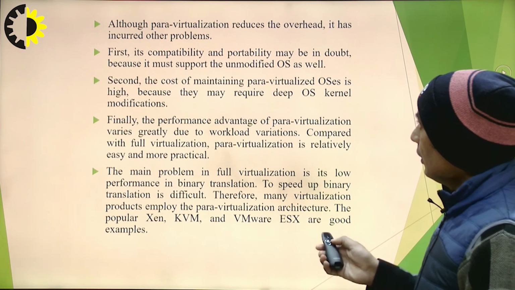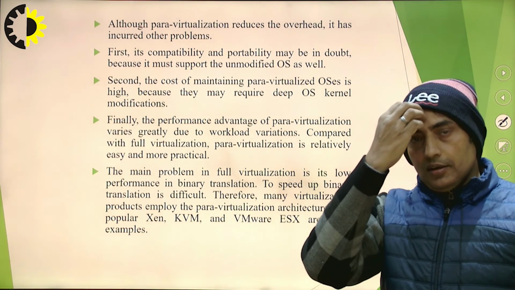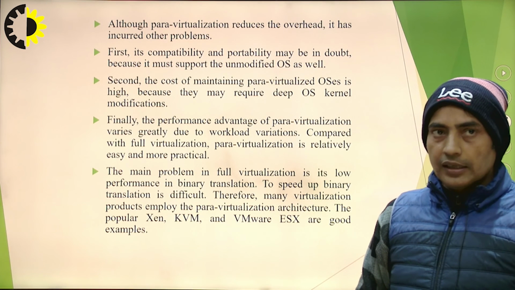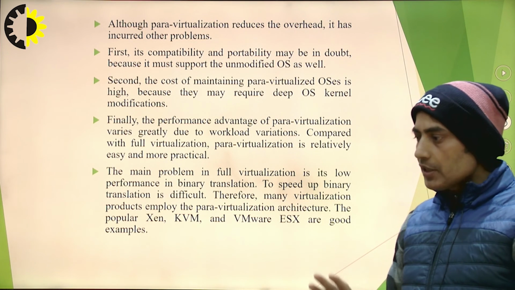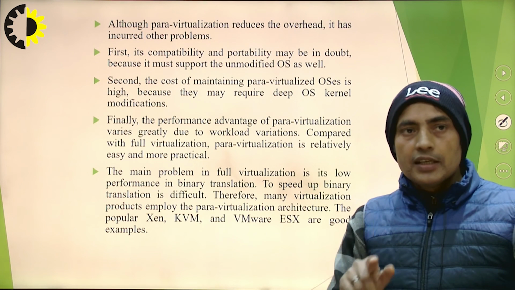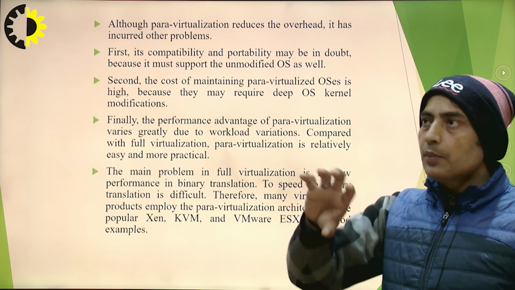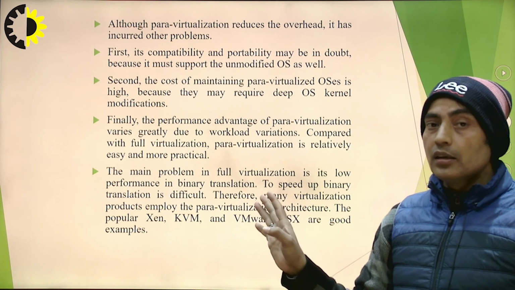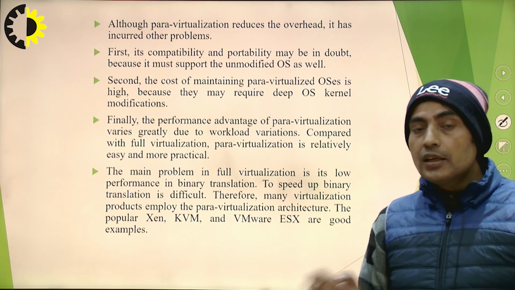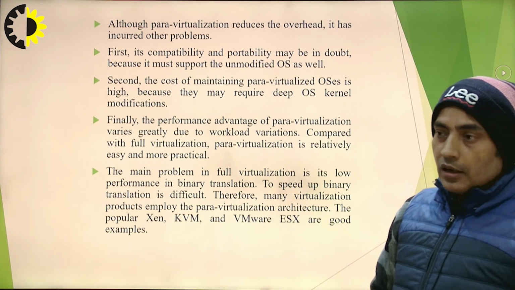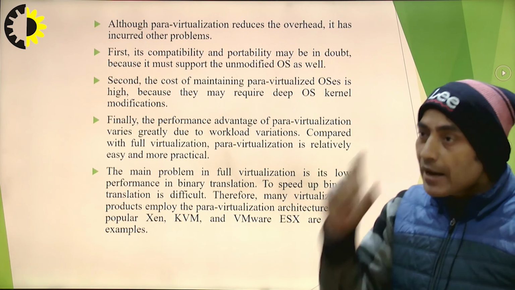Although para-virtualization reduces the overhead, it incurs other problems. Certainly it reduces the overhead in comparison with full virtualization, but there are also some disadvantages. What are they? First, its compatibility and portability may be in doubt. As you have seen in full virtualization, you can port a VM, but here it is not so easy to port the VM. That means there are portability issues. There are compatibility issues because the guest operating system as it is cannot be used. There should be some modification to make it compatible.